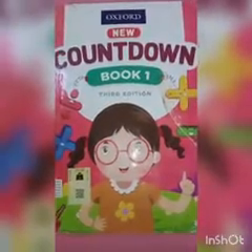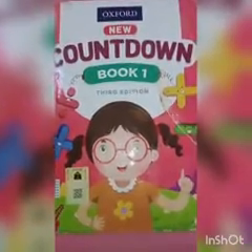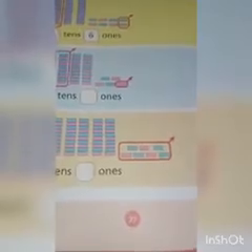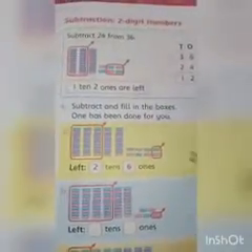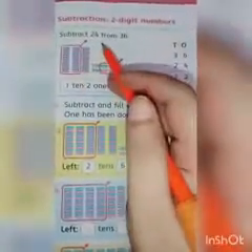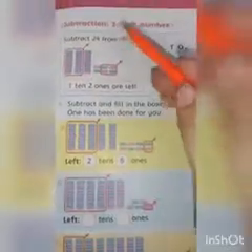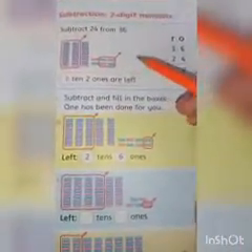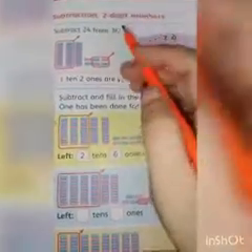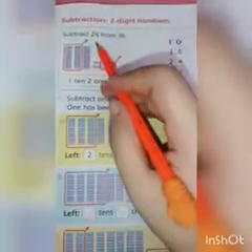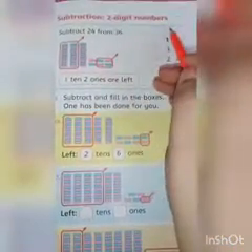Today we are going to do our next page number 77. On page 77, here we have subtraction. Students, do you remember what is subtraction? Let me remind you. The process of taking one number or amount away from another number or amount. Today we are going to learn subtraction of two-digit numbers.